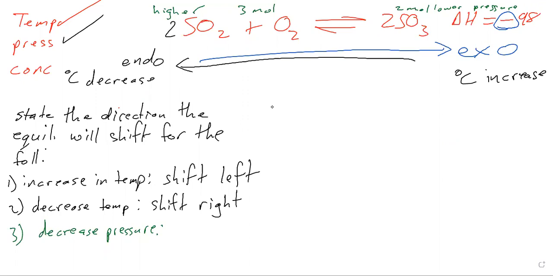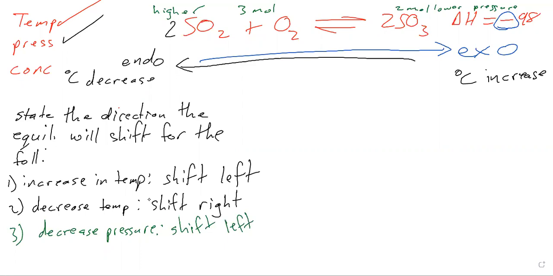All right. If we decrease the pressure, what will the system want to do? It's going to want to increase it. So it's going to go to the left side. Remember, this side has more moles. Once you favor the side with more moles, the pressure will increase. So when we decrease the pressure, the system wants to increase it. It has to favor the side with more moles, so it will shift the equilibrium to the left.